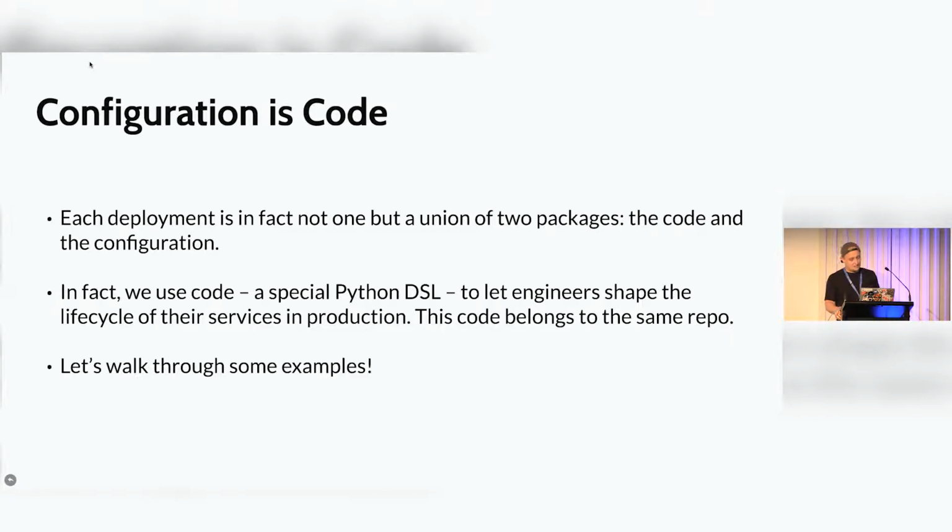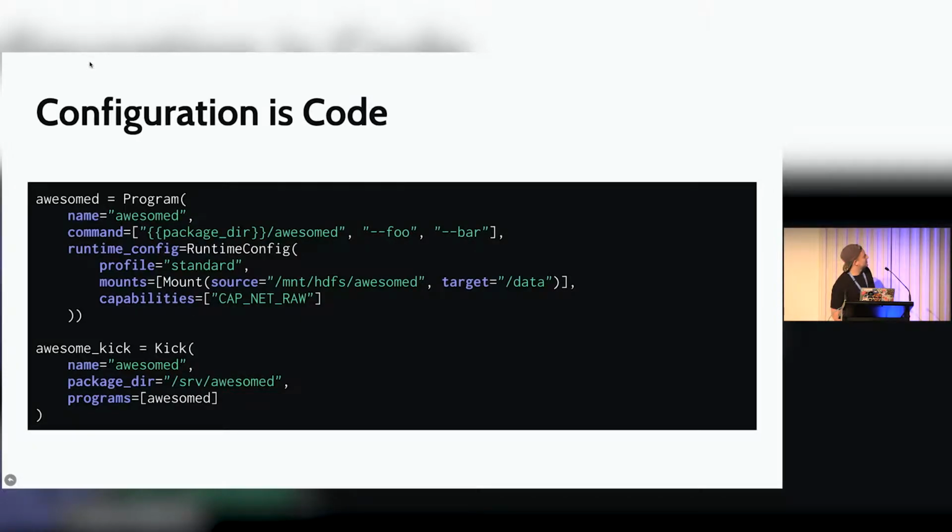I'm just going to show you a few examples of how this DSL looks. I'm not going to take a lot of time because it's just boring code. But basically, if, for example, we have a service that is called awesome.d, this is how it looks. It's just basic Python with a few things that the DSL defines, like program or kick.